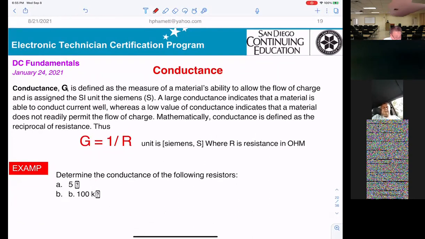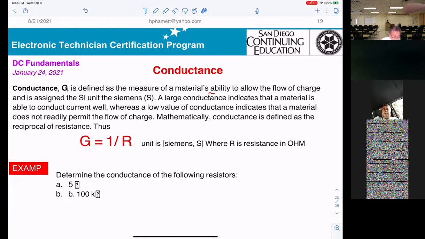They can say conductance is defined as a measure of a material's ability to allow the flow of charge, and it is assigned the SI unit siemens. A high conductance indicates that the material is able to conduct current well, whereas a low value of conductance indicates that the material does not really permit the flow of charge. So basically, conductance is just the opposite of resistance. Big resistance allows less current flow. However, big conductance lets more current flow.